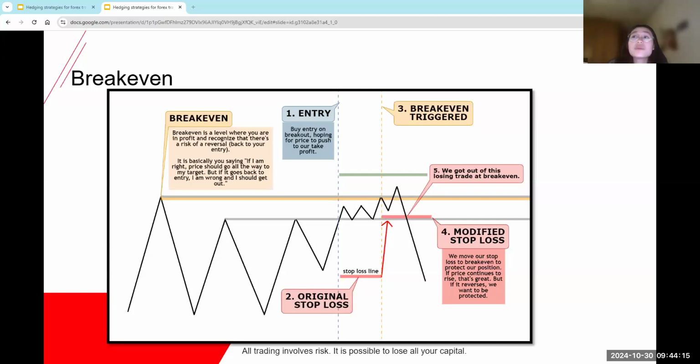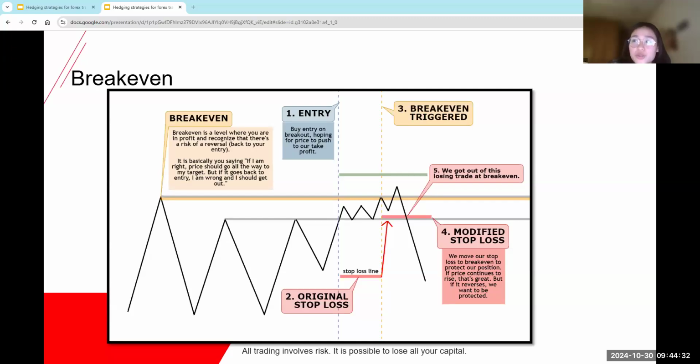Okay, now back to this slide. This is just a risk management strategy as well, a suggestion of where you can place your stop loss or your take profit. In this case, we are looking at a modified stop loss.